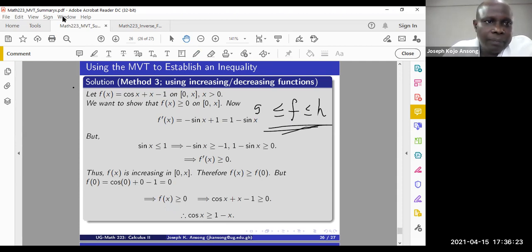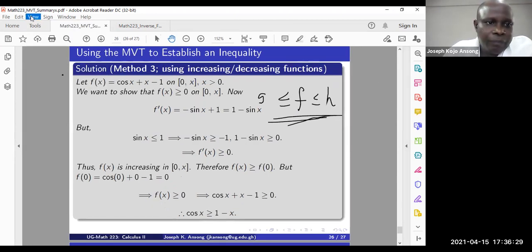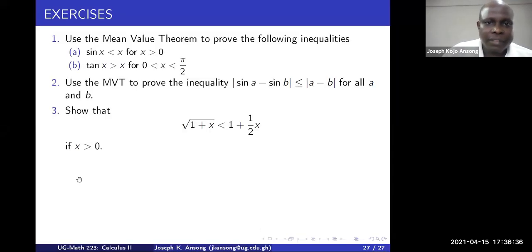So let's go back to our full screen mode. I have to close this, and then I will show you some exercises that you should try. Use the mean value theorem to prove the following inequalities. In one of the videos, this was done for you. You could try this one too. And this one says use the MVT to prove the inequality: the absolute value of sine of A minus sine of B is less than or equal to the absolute value of A minus B for all real A and B, I think.